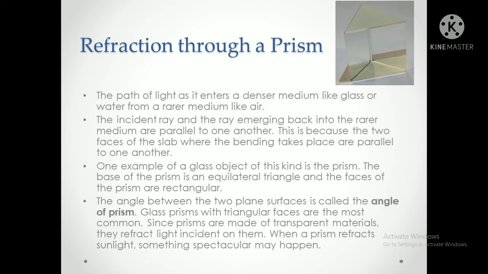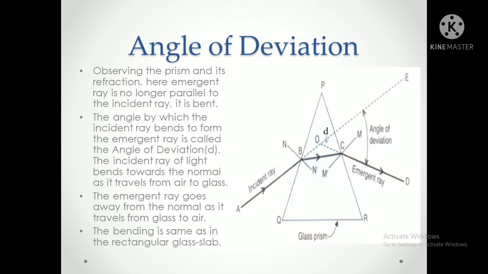The angle between the two plane surfaces is called the angle of the prism, and glass prisms with triangular faces are the most common. Since prisms are made of transparent materials, they refract light incident on them, and when a prism refracts sunlight, something spectacular may happen. Now this is just about a prism, but what happens inside a prism we will study also. So no wasting time, let's go to our next slide.